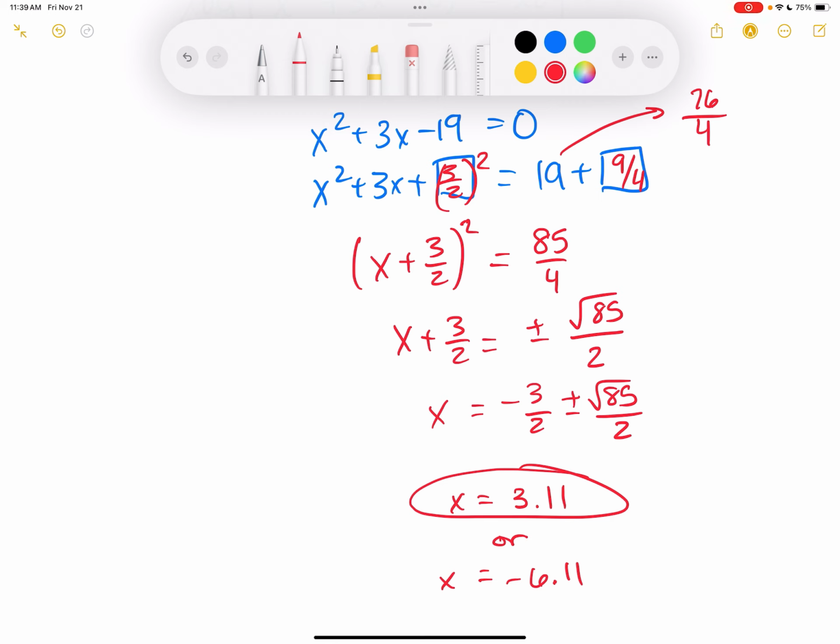So you're going to need to be able to use the properties that we've gotten to solve equations at this point.